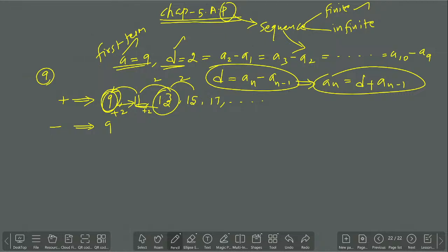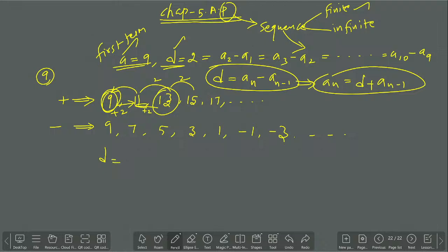Now in the subtraction, I'm going by subtraction. Subtract 2. What am I getting? 7. Subtract 2 again. Subtract again, again, again. It's going on. Here also, what is the common difference? 2 or minus 2? Think about it. 2 or minus 2? Minus 2, we'll check it.